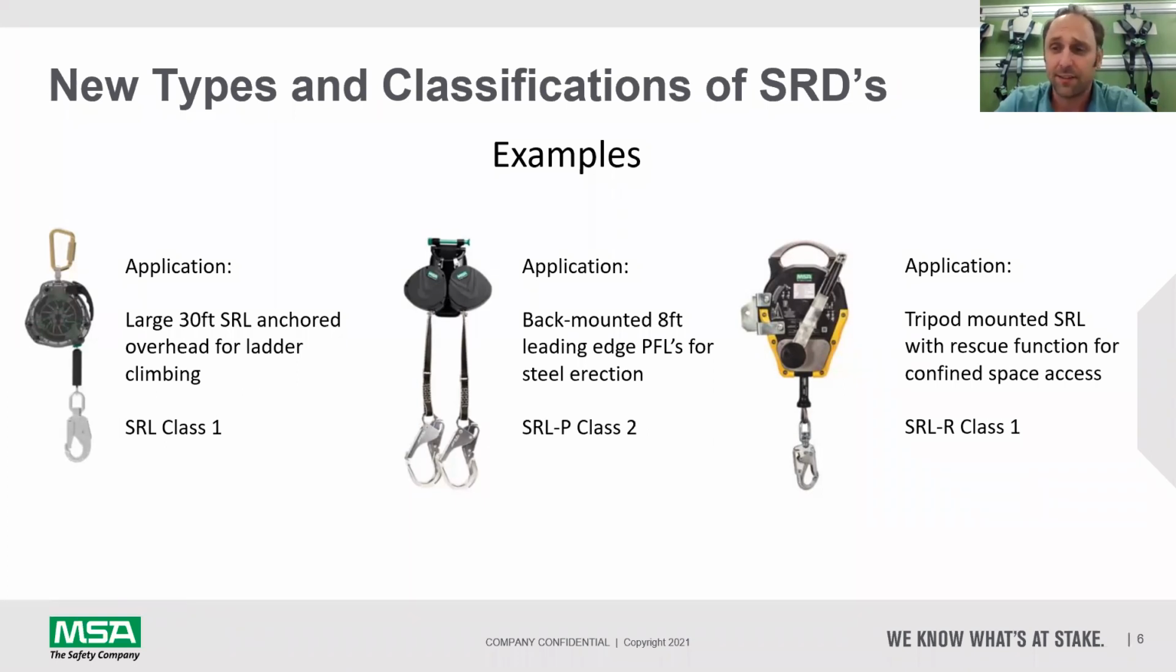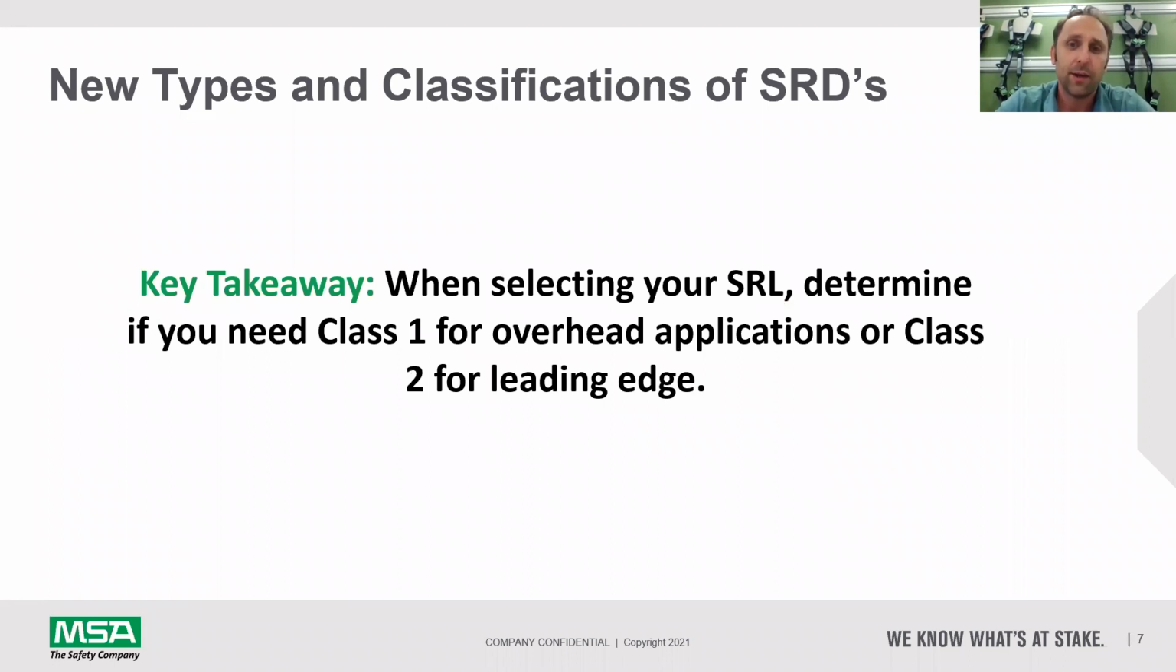Please jot down your questions as I go, and we will circle back to any and all of them. Key takeaway though, when selecting your SRL, determine if you need Class 1 for those overhead applications or Class 2 for leading edge. That's one of the real big changes here.